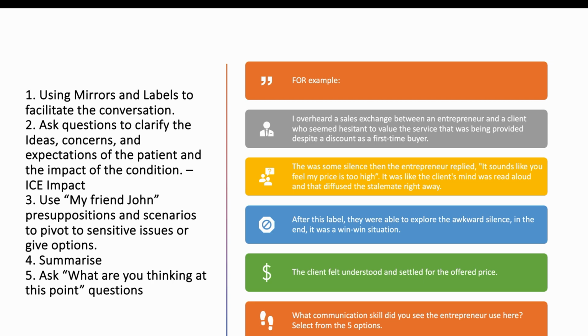And then they were able to now talk out what the barriers were, and in the end it was a win-win situation. In that instant, the client felt understood and settled for the offered price. I think this is the type of scenario that makes you want to understand how to communicate effectively and get your counterpart or your patient telling their story much more effectively so that you can be able to help them in the best way you can.